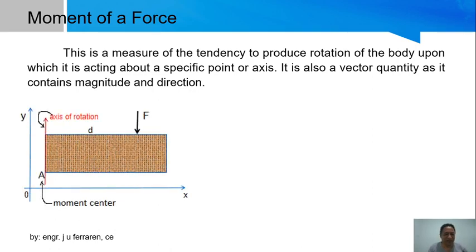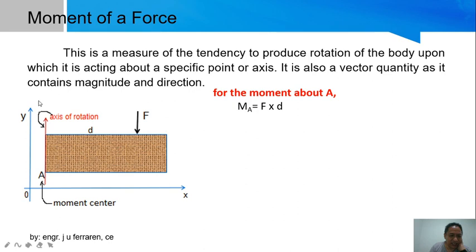Here's a figure. This is the force applied, and this is our moment center. And I have a line passing through the moment center. The line is actually parallel to the line of action of the force. Now, what is the moment of the force about a point A? The moment of a force about A is a product of F times D.